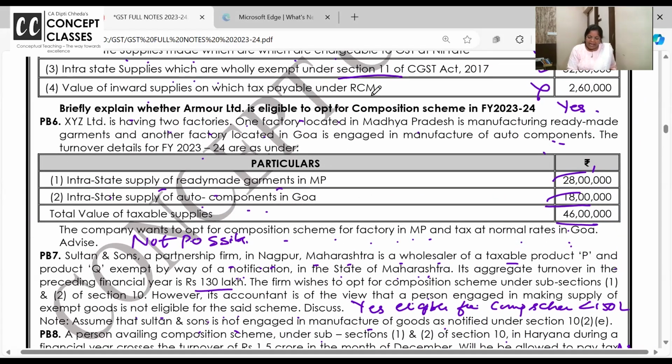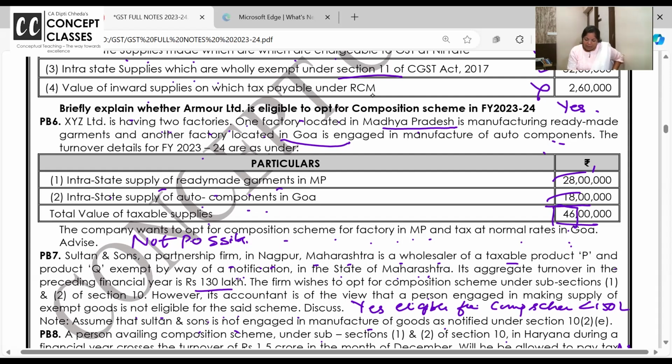Sixth question. XYZ Limited has 2 factories. One in Madhya Pradesh. Another is in Goa. Madhya Pradesh is selling within the state. Goa is selling within the state. Their total turnover is 46 lakhs. Can they opt for composition?